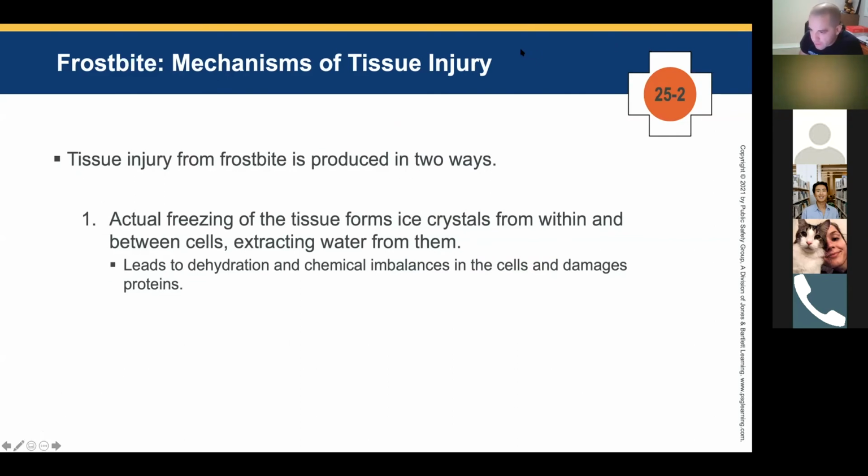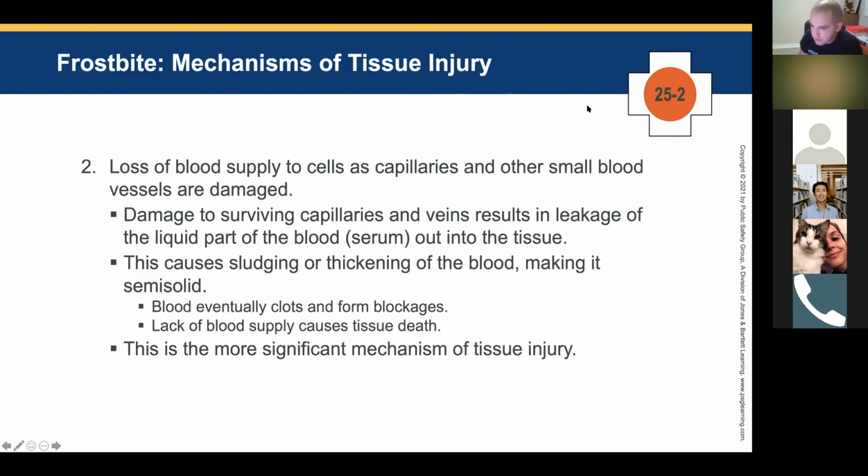All right. Now, the other way that we can see frostbite occur and be detrimental to a patient is from loss of blood supply to the cells as capillaries and other small blood vessels are damaged. What happens here is this damages the surviving capillaries and veins, which results in leakage of the liquid part of the blood out into the tissue. And this causes some sludging or thickening of the blood, which basically makes it semi-solid.